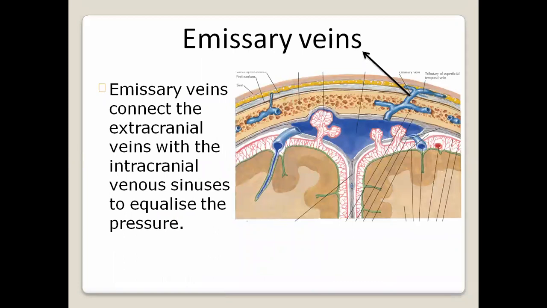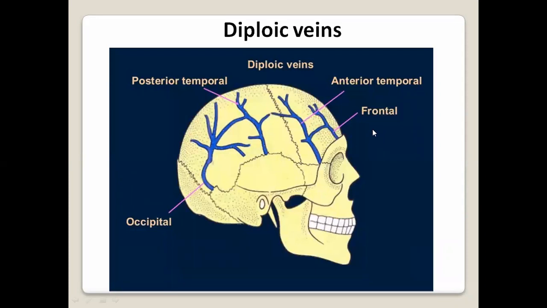Okay. And emissary veins are already explained. An emissary vein connects the intracranial venous sinus to the extracranial veins. It equalizes the pressure, and actually any infection in the extracranial site will be transmitted to the intracranial venous sinus through emissary veins.